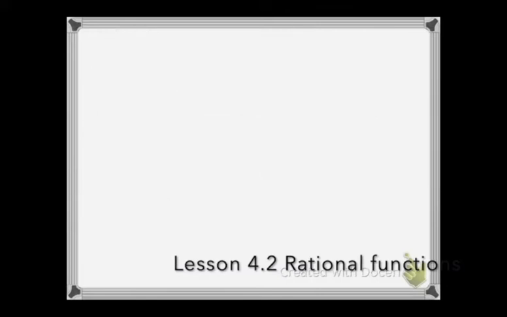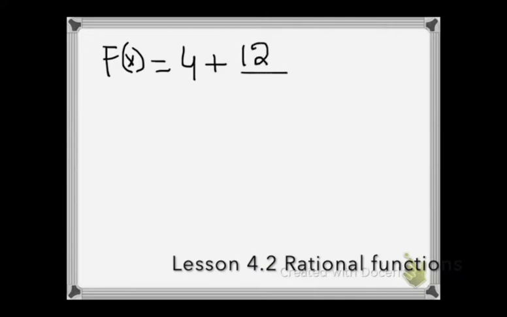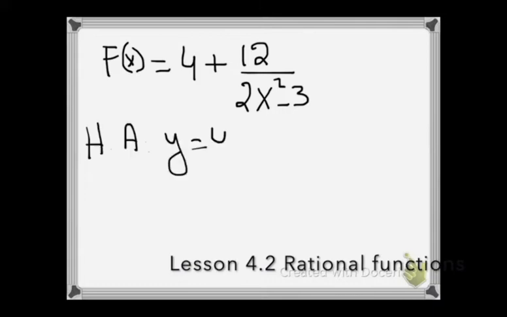So we move to the second slide and we write the final answer as f of x equals the answer at the top, which is 4, plus the remainder, which is 12, divided by 2x squared minus 3. Now, referring to this answer, it becomes very easy to find the horizontal asymptote. Horizontal asymptote y equals the number next to the fraction, which is in our case 4. So y equals 4 is the horizontal asymptote.